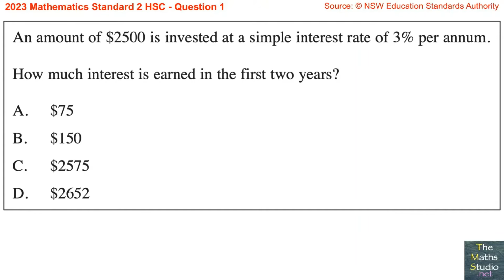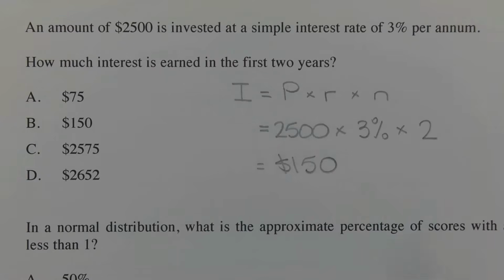Question 1. An amount of $2,500 is invested at a simple interest rate of 3% per annum. How much interest is earned in the first 2 years? The question is asking for the amount of simple interest earned on the investment.